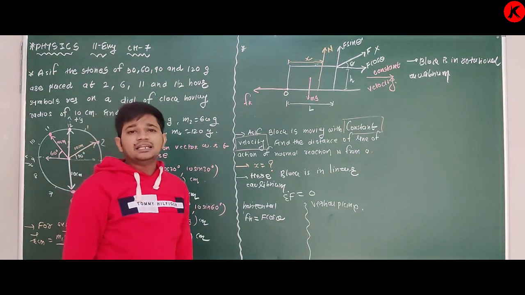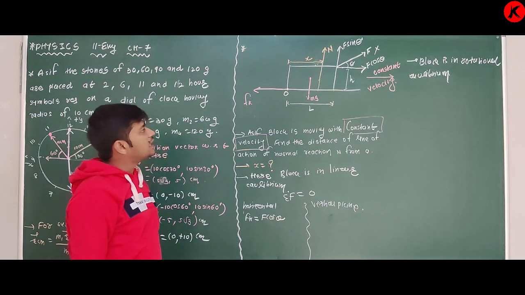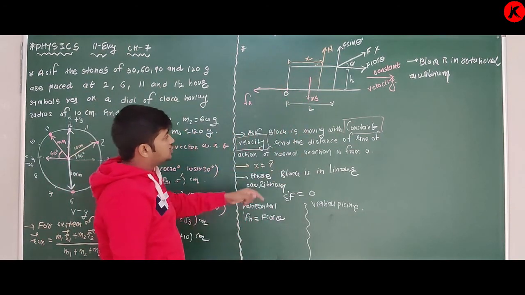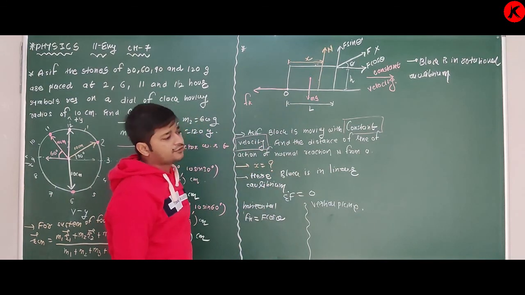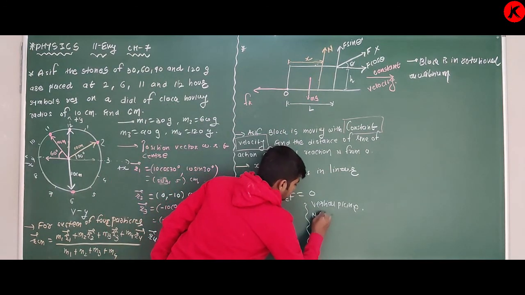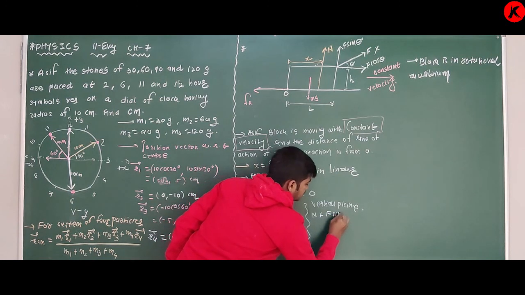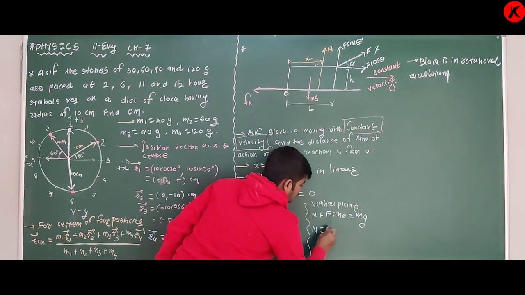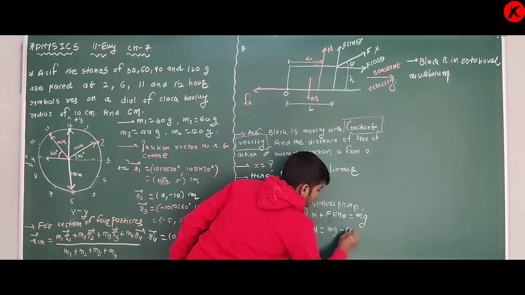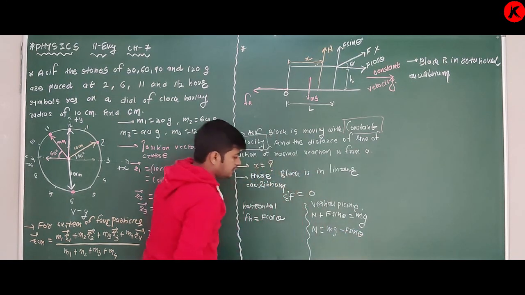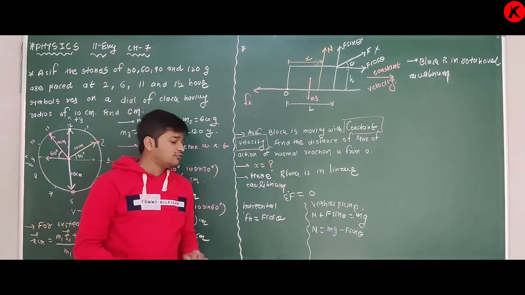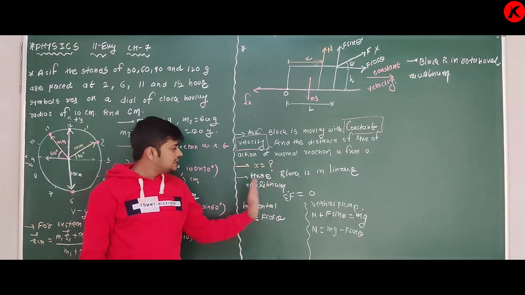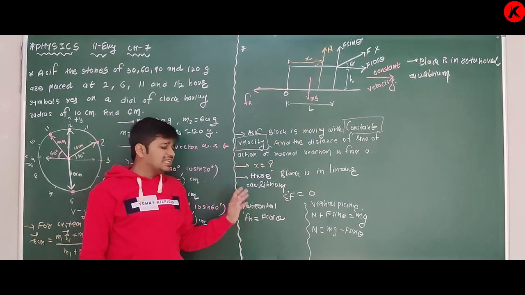Similarly, for the vertical plane, you can write N and F sin theta are in the upward direction, while mg is in the downward direction. Then N plus F sin theta is equal to mg. Then N is equal to mg minus F sin theta. Clear? So this is from the block being in linear equilibrium.